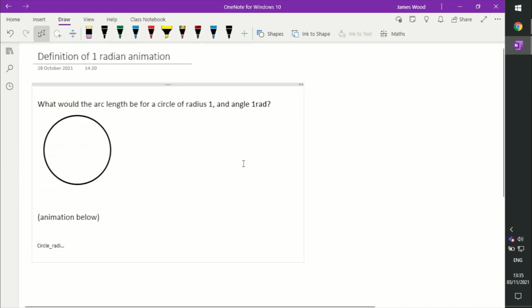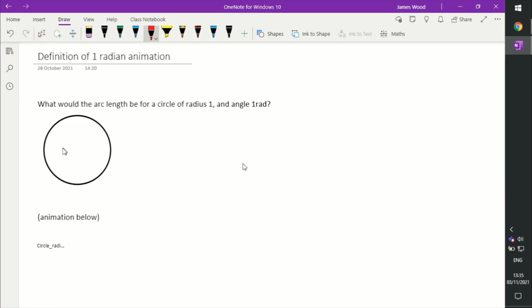Okay, what would the arc length be for a circle of radius 1 and angle 1 radian? So radius 1, and this angle in here is also 1 radian. So the arc length is r theta. So that's going to be 1 times 1. So that would also be 1. So what this means in my diagram is this curved bit here, this has also got a length 1.